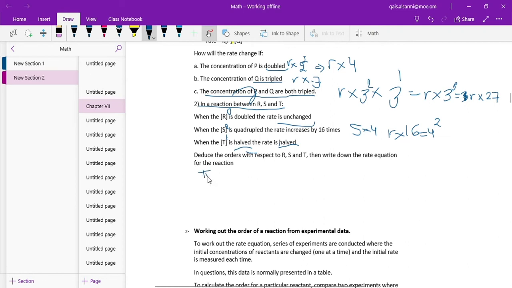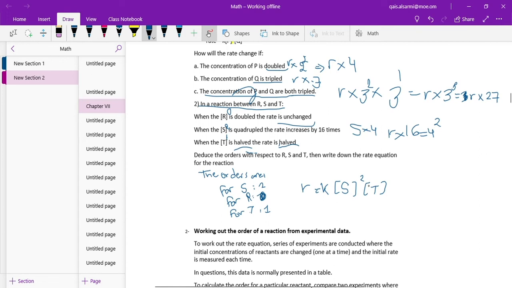So therefore, we can say now that the orders are: for S, it's second. For R, it's 0. And for T, it's first. So the rate equation now is: rate equals k, the rate constant, times S power 2, and then T, and that's it. We don't include R because R is not affecting the rate.